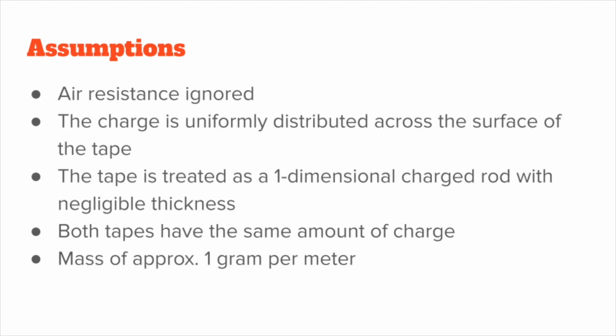The assumptions in this lab: obviously air resistance is ignored. The charge is uniformly distributed across the surface of the tape. The charge is treated as a one-dimensional charge rod with negligible thickness. Both tapes have the same amount of charge, and the mass of each tape is approximately 1 gram per meter.